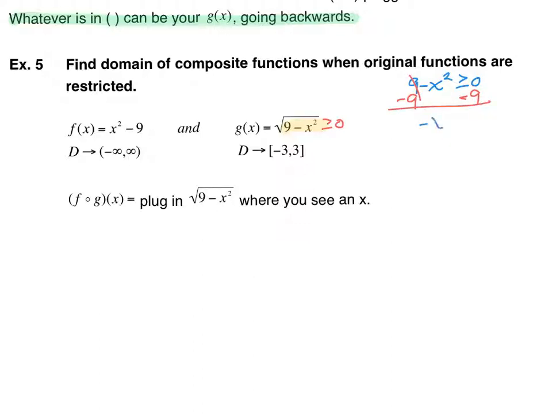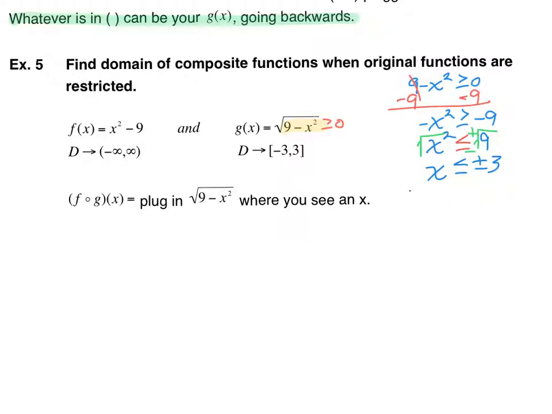We get negative x squared greater than or equal to negative 9. And then we are going to multiply both sides by negative, and remember on an inequality, that flips. So you end up with x squared less than or equal to positive 9. Now, normally we would take the square root of both sides and get plus or minus the square root here, so you end up with an answer where x is less than or equal to positive or negative 3.